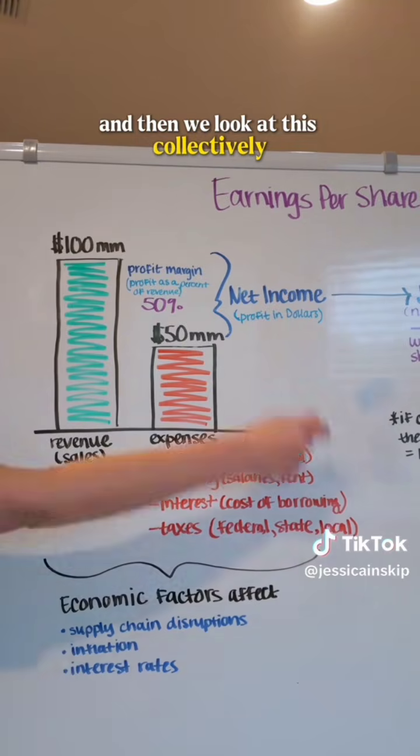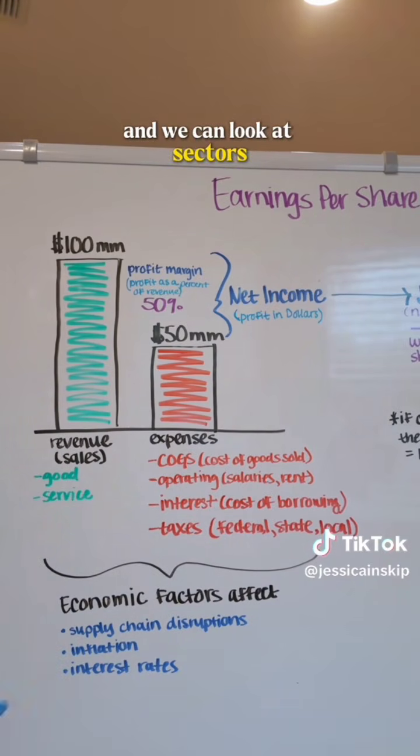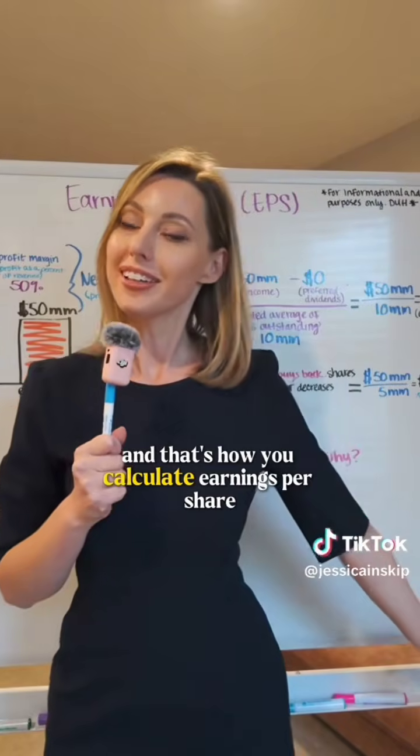And then we look at this collectively to understand the health of the stock market. We can look at sectors, industries, yada, yada. And that's how you calculate earnings per share.